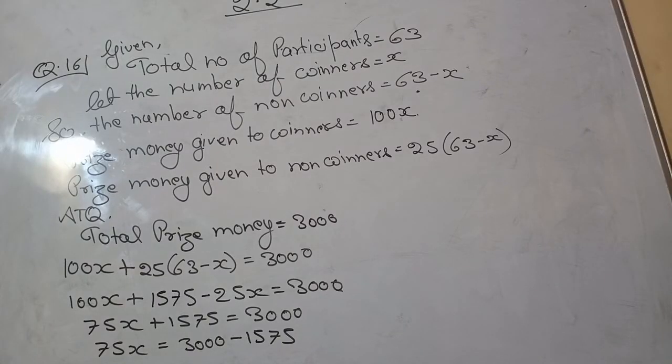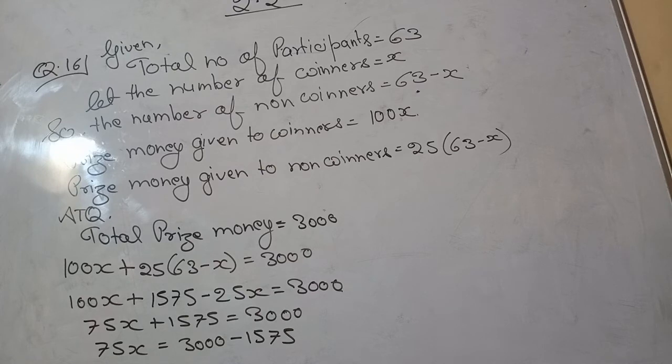In question number 16, what is given? The organizers of an essay competition decide that a winner in the competition gets a prize of 100 and a participant who does not win gets a prize of 25. The total prize money distributed is 3000. Find the number of winners if the total number of participants is 63.